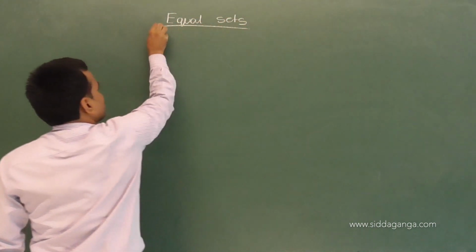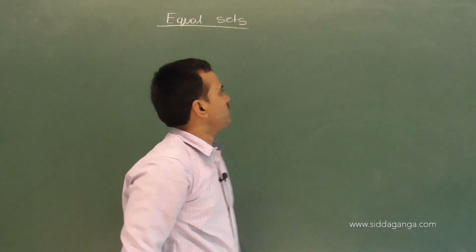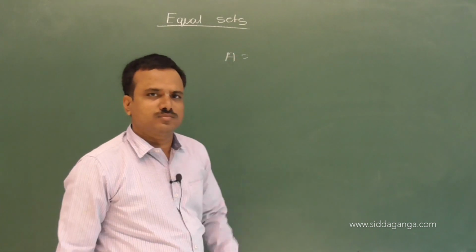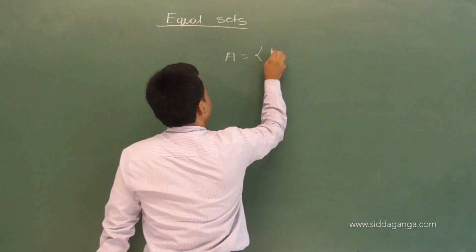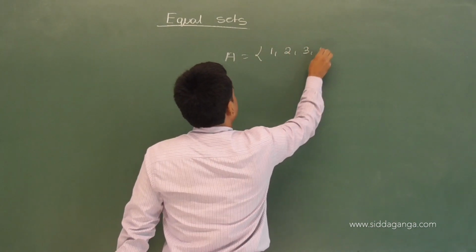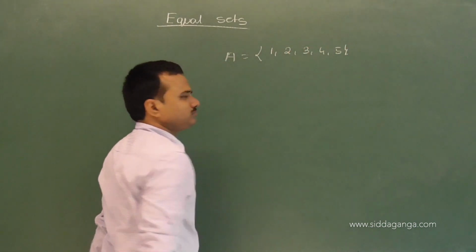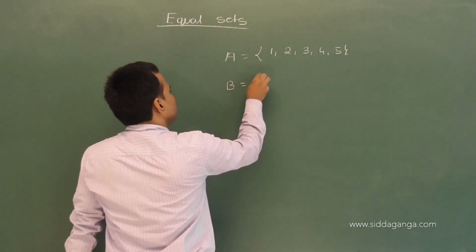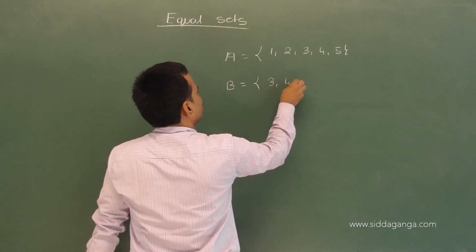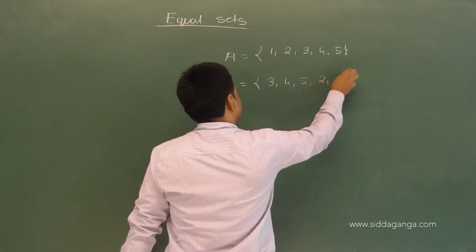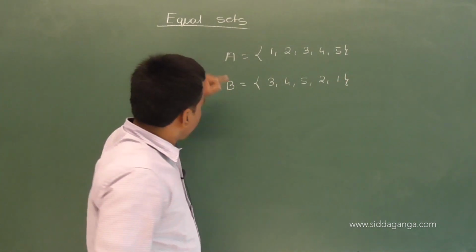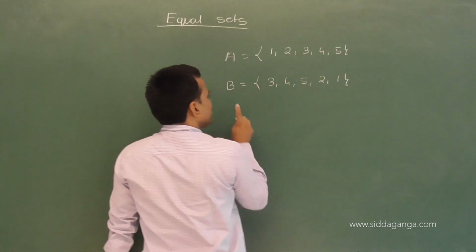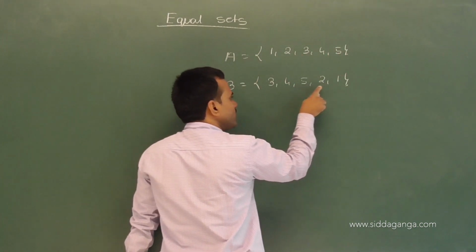Equal sets. Very important. Equal sets. For that, I write two sets. A is equal to 1, 2, 3, 4, 5, the set of the first 5 natural numbers. Then I write a set B also: 3, 4, 5, 2, 1. Observe carefully those two sets. A elements are 1, 2, 3, 4, 5. B elements are 3, 4, 5, 2, 1.